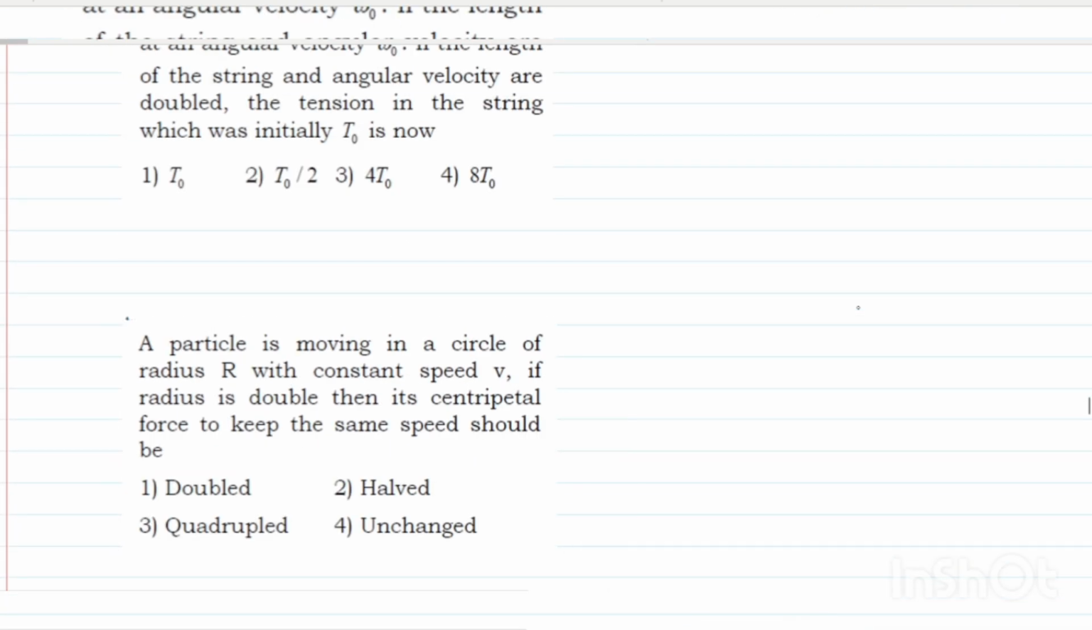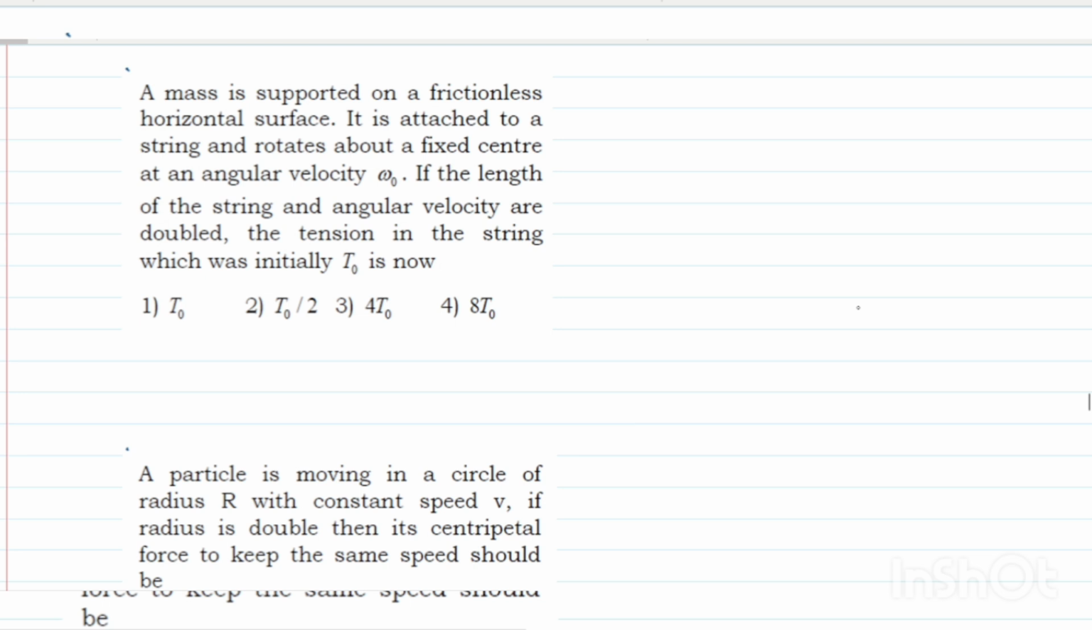Next question says here a mass is supported on a frictionless horizontal surface. It is attached to a string and rotates about a fixed center with an angular velocity omega naught. If the length of the string and angular velocity are doubled, the tension in the string, which initially is T naught, is known.